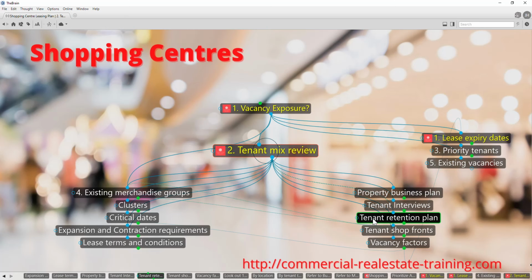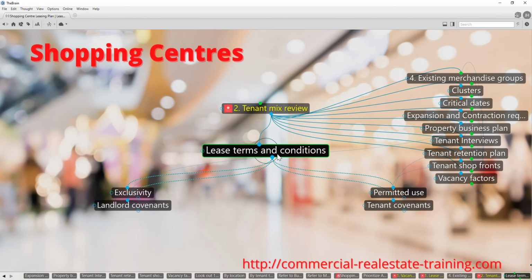So your tenant retention plan is for the A's and the B's. The C-class tenants, you'll have a strategy there to replace them when the time comes. So let's go further from expansion and contraction. What have you got then? You've got lease terms and conditions. This says that every particular lease can be different and probably will be when it comes to the terms and conditions. So you've got to know what those particular things are.